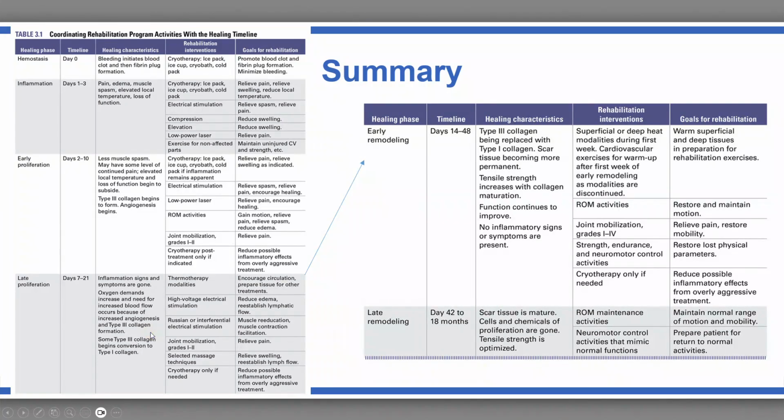And so I will leave this week's lecture series with these two summary charts, which nicely align or coordinate rehabilitation program activities with timelines. So once again, ultimately important to consider those various healing phases with the typical timelines and characteristics that you would see, rehabilitation interventions that may be most appropriate, and the goals for rehabilitation. So this is a really nice concluding slide.